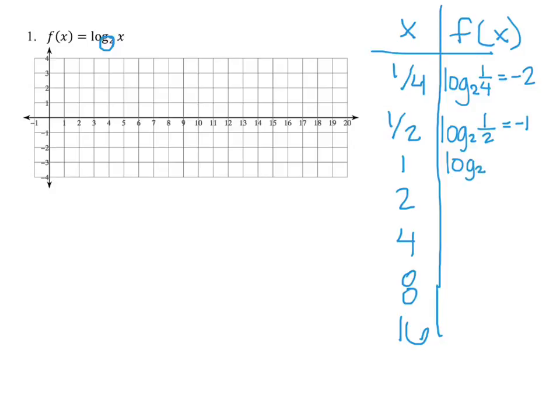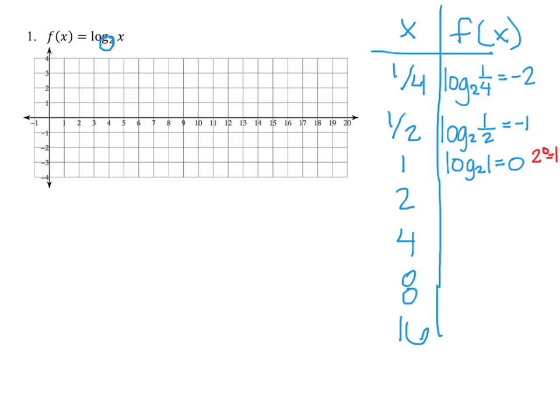Log base 2 of 1. Anytime we have a 1 as the input on our logarithm, the answer is always going to be 0, because any number with an exponent of 0 is always equal to 1.